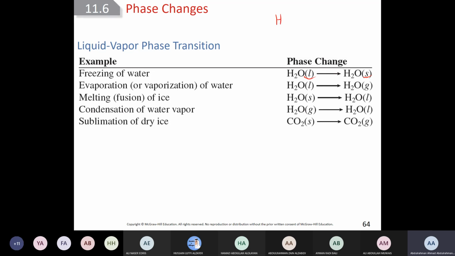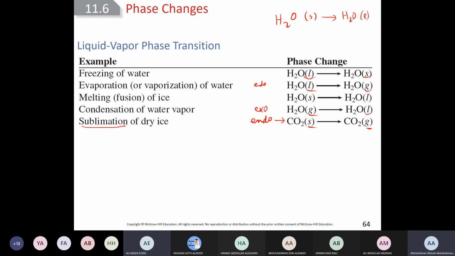But if you go from solid to liquid, what's this? Endothermic. From liquid to gas, is this endothermic or exothermic? Endothermic. From gas to liquid, exo. You have to know this. Very good. And from solid to gas, what's this called? Sublimation. Is this exo or endo? Endothermic.